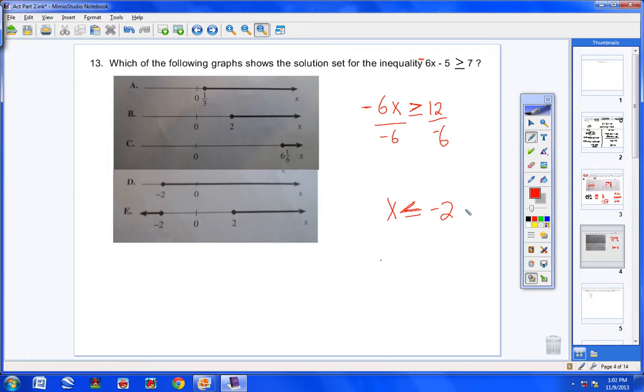So, anyways, back to the original answer that we had before I did all these changes. What we had was x is greater than or equal to 2. So let's see. It's not this one, it's not this one, it's not this one, it's not this one. It's got to be letter B right there. X is greater than or equal to 2, all right?